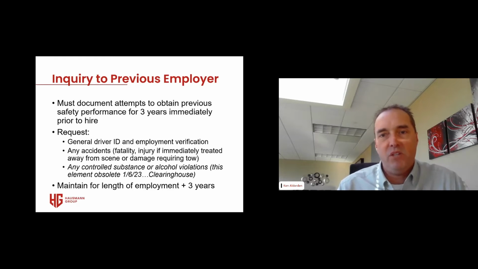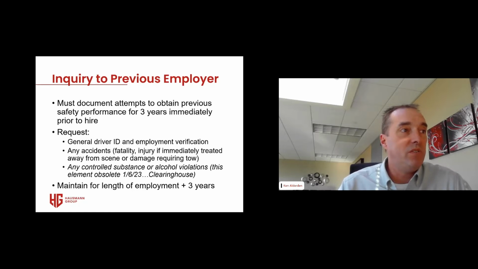Again, sample information is in the packet that we're sending you. We don't need to go through this in detail. There's actually a sample questionnaire there. So you're going to ask for the information listed down below. Basically accidents in general, driver ID. Did they work for you? Did they drive for you? Do they have any accidents for you?